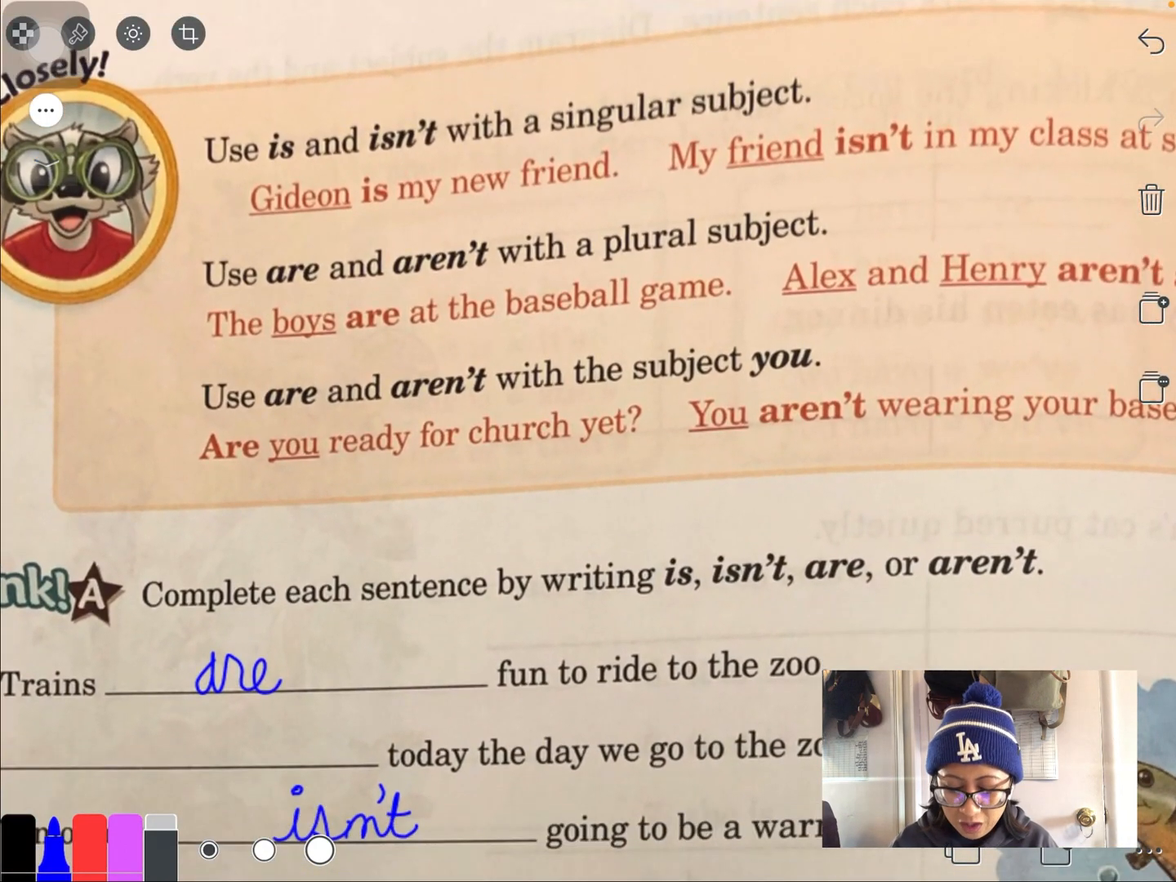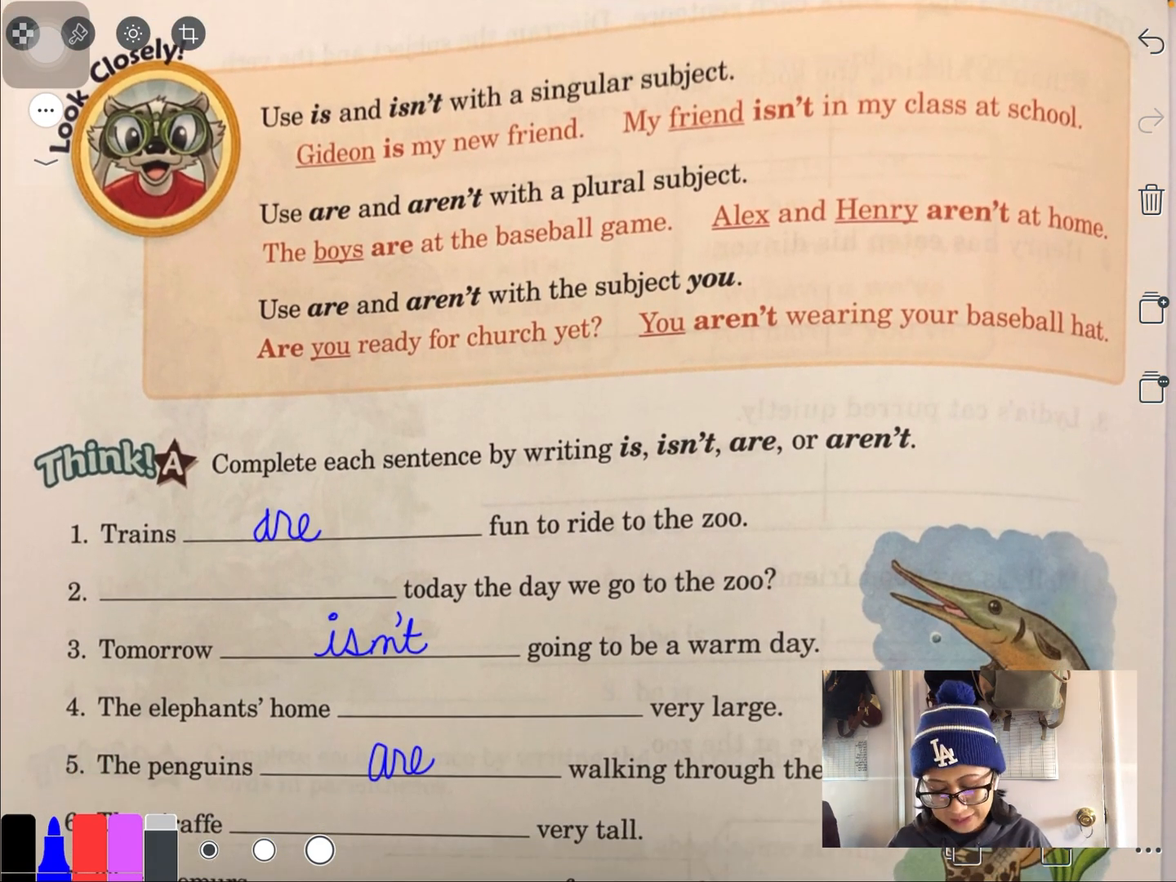Alrighty, so our objective today was to learn how to use is and isn't, are and aren't in sentences. And we use these words all the time, but this time we are focusing and highlighting them in a lesson, and I hope it helps improve not just your speaking, but also your writing.